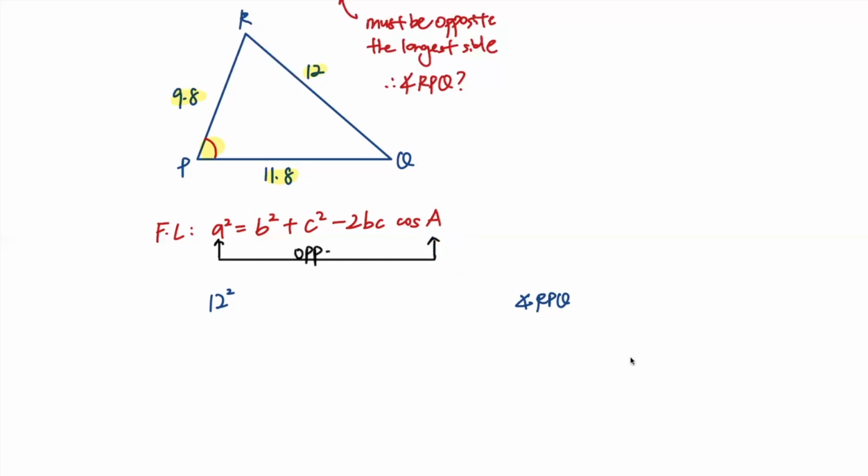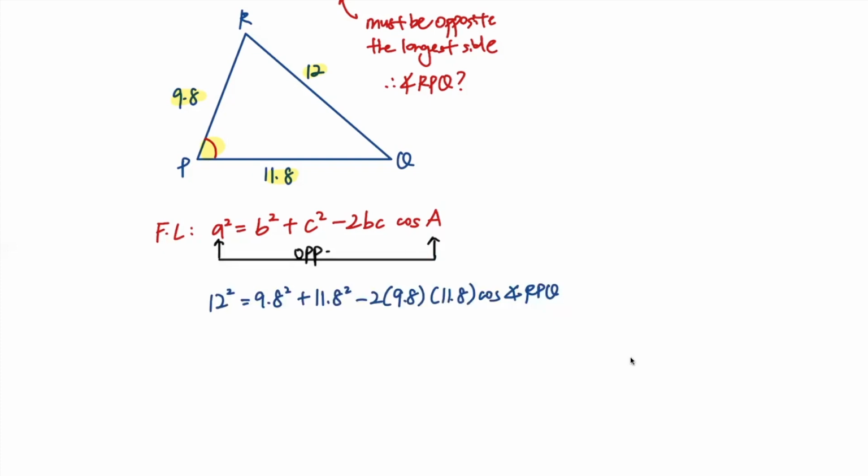Okay, and everything else, place it inside B and C. Now from here on, you just need to use algebra to try to find your cosine angle of RPQ.